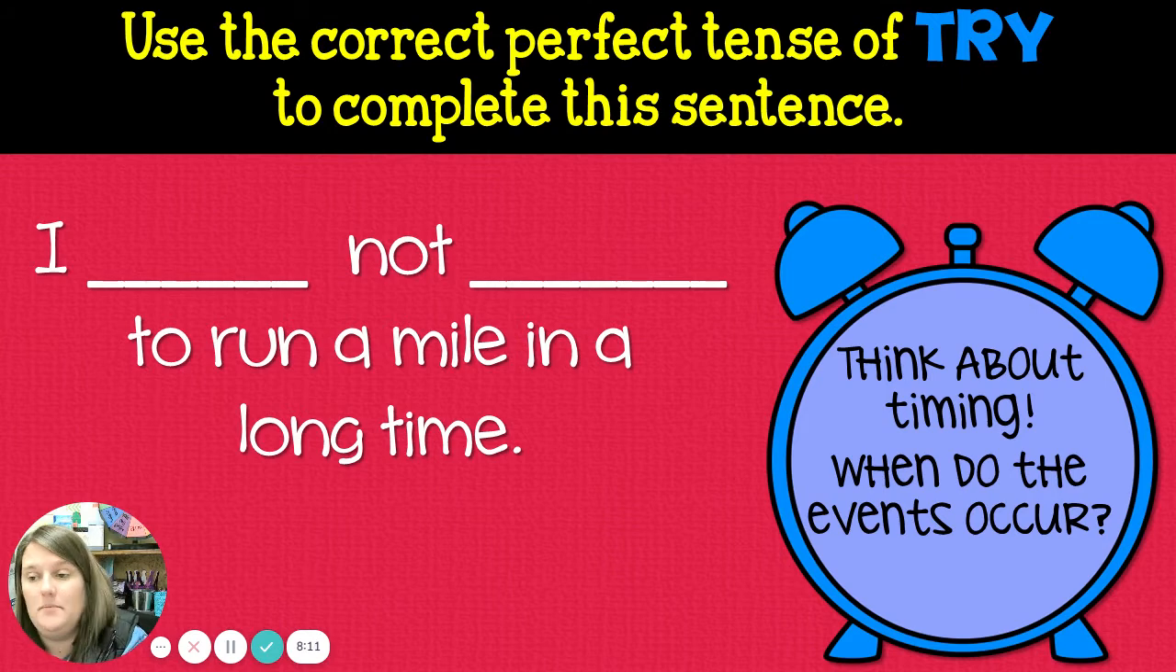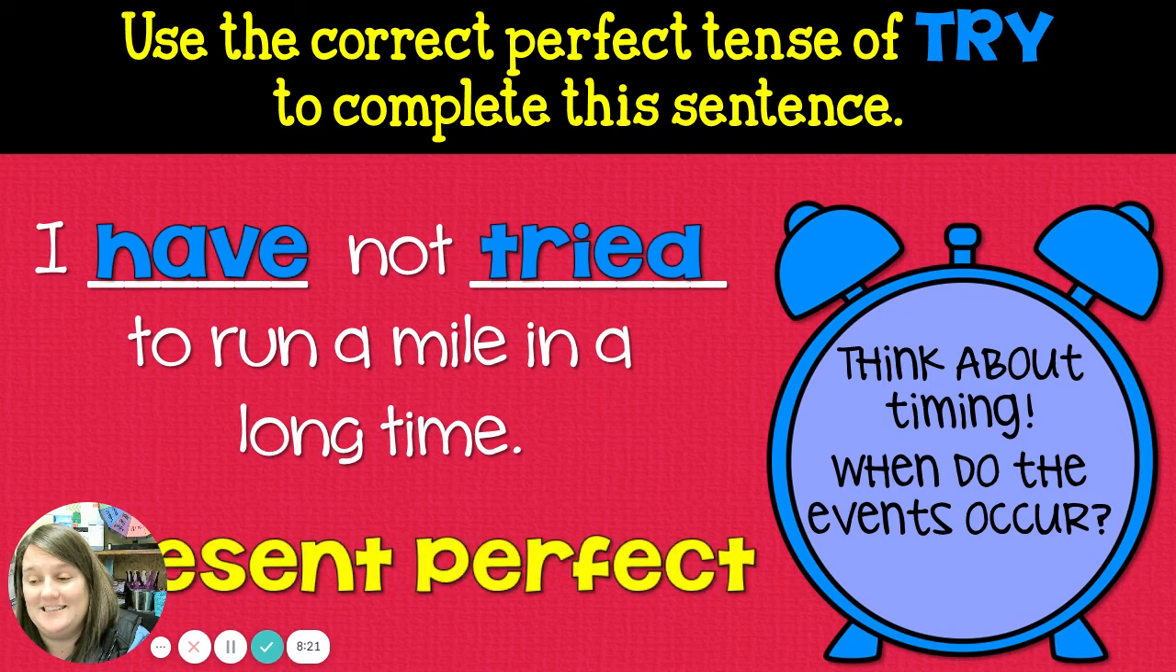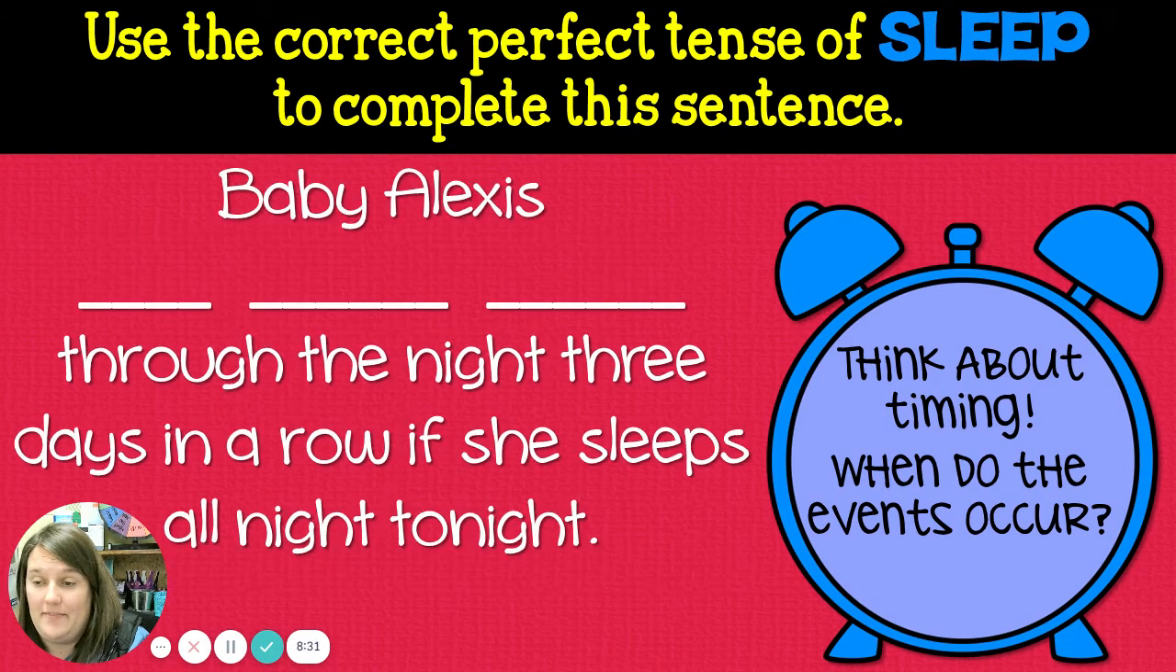I blank, not blank, to run a mile in a long time. Try. This is going to be present tense, yes, present tense. I have not tried to run a mile in a long time, okay? Again, they didn't give us a specific time period here, so we just have to make it fit in that sentence.